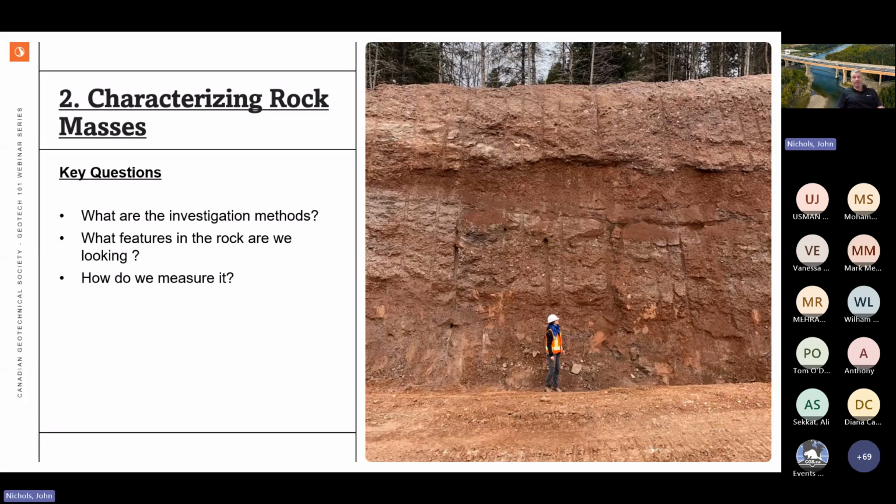Okay, so that's a good segue into how we characterize rock masses. So what are the methods we're going to use? What are the features in the rock we're looking at? How do we measure it? Like any good field program, it should start with a desktop study. You have to look at what's been done before.